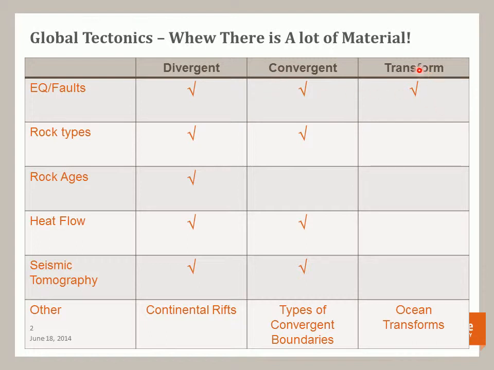Note that for transform boundaries, the only thing the book talks about are earthquakes and faults, because that is the main characteristic of these boundaries, and also the additional material about ocean transforms is important. So one way that I would recommend going through this information is to produce this chart and populate it with some details from the book, and that'll serve you well in terms of learning this material. But there's a lot of stuff.